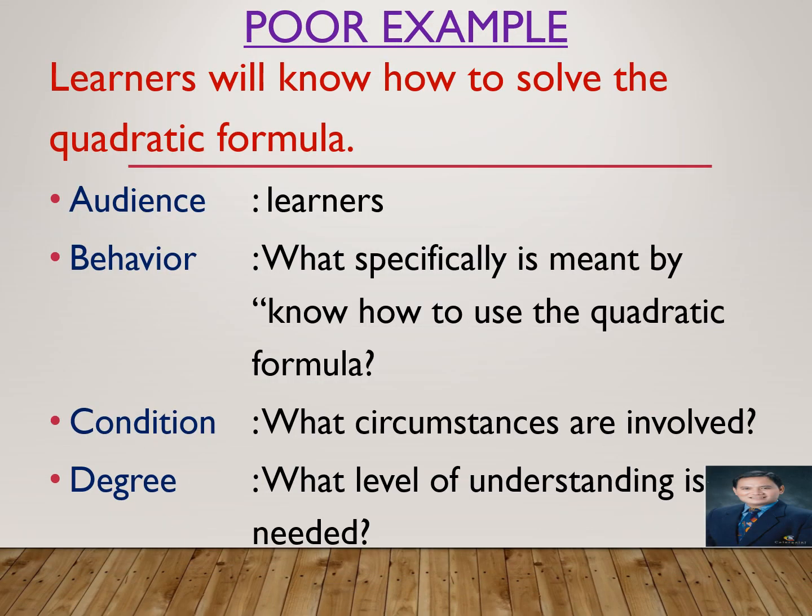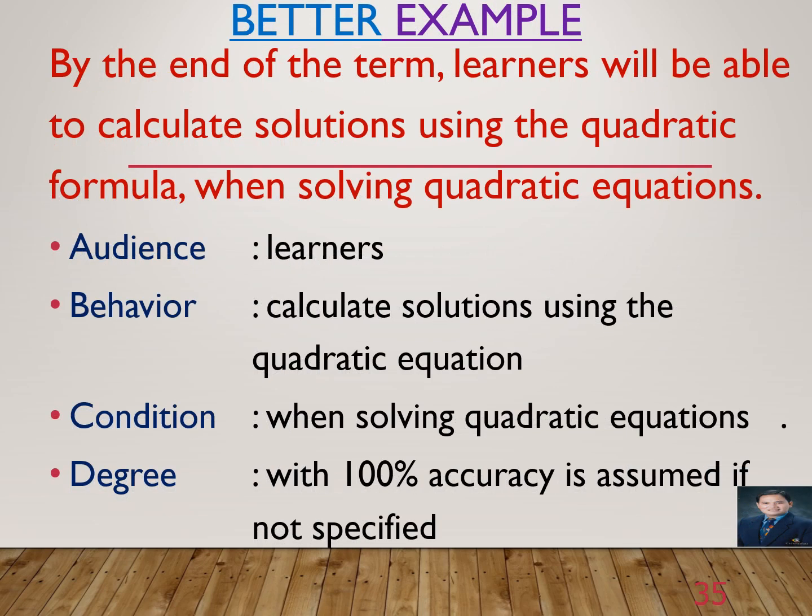Learners will know how to solve the quadratic formula. Learners, of course, the audience. What is specifically meant by know how to use the quadratic formula for behavior? For condition, what circumstances are involved, and for degree, what level of understanding is needed? The term: learners will be able to calculate solutions using the quadratic formula when solving quadratic equations. Audience, learners; behavior, calculate solutions using the quadratic formula; condition, when solving quadratic equations; degree, with 100% accuracy is assumed if not specified.